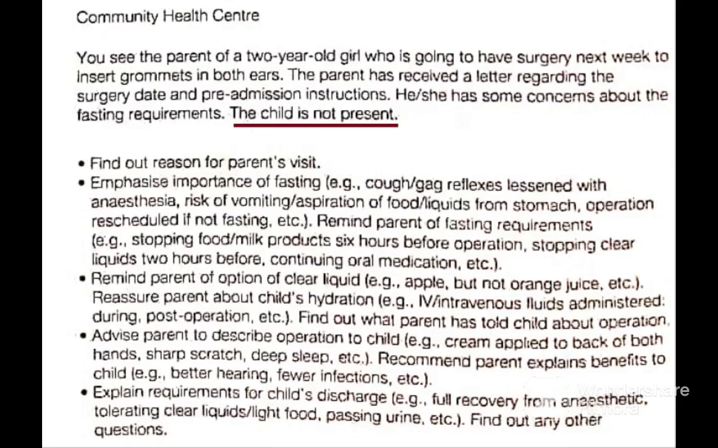And the last task is the community health center. You see the parent of a 2-year-old girl who is going to have surgery next week to insert grommets in both ears. The parent has received a letter regarding the surgery date and pre-admission instructions. He or she has some concern about the fasting requirements, but the child is not present. So this is the community health center. The child is not present, and you are not examining the baby.